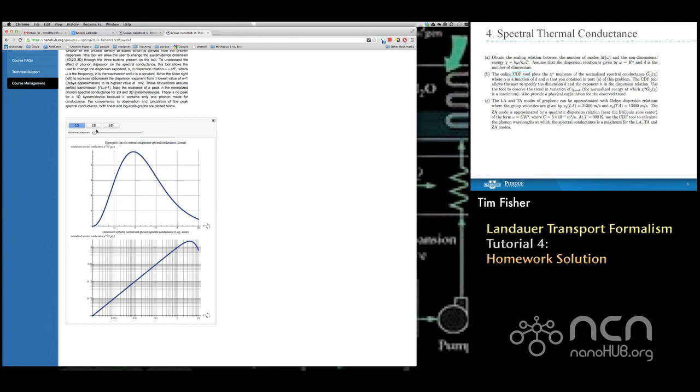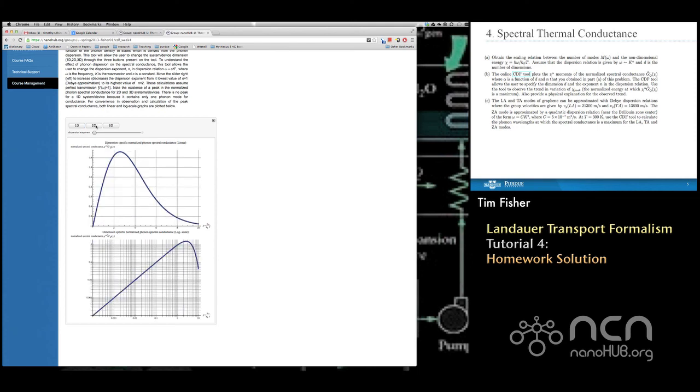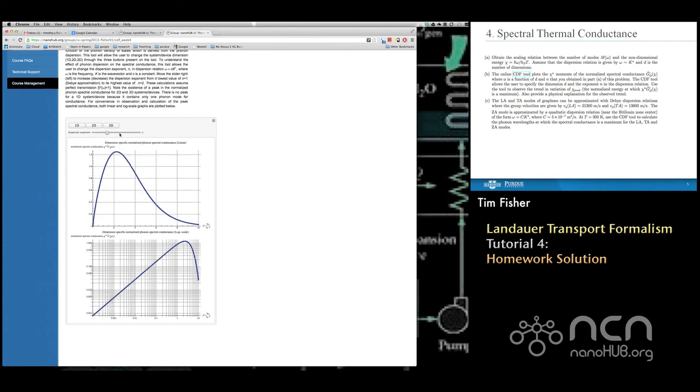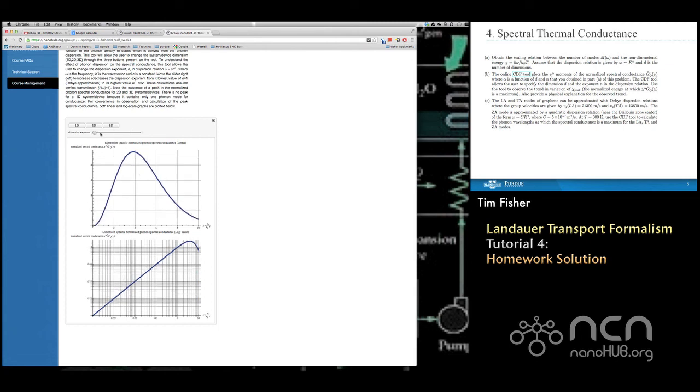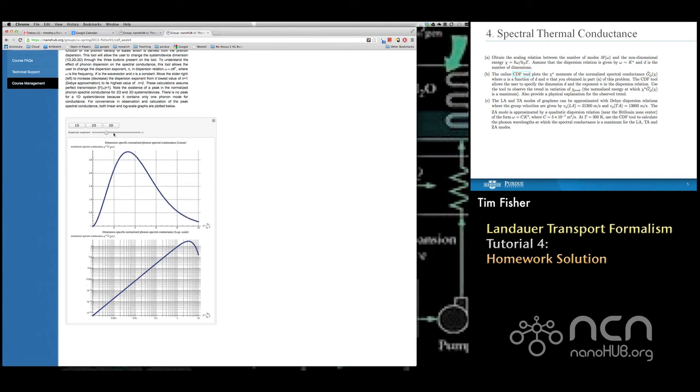Once again, taking the example of a two-dimensional material, if I move the slider to the right, thereby increasing the exponent of the dispersion, the peak moves towards the left. And the same thing will be observed for a three-dimensional material. So I'll take the dispersion to be the linear case, and then I'll make it parabolic, and you will see that the peak is moving towards the left.